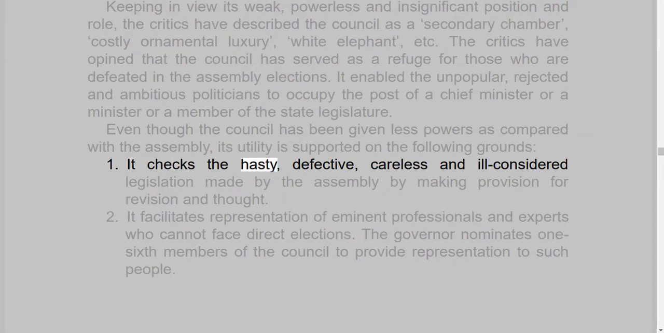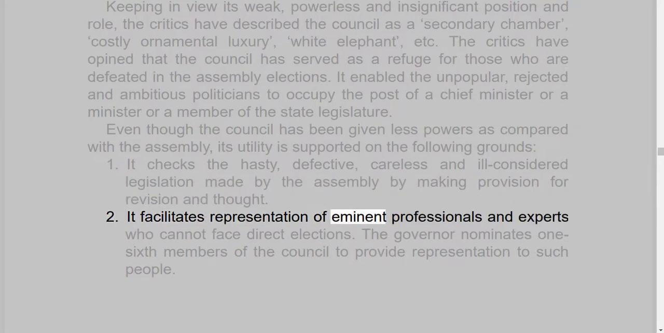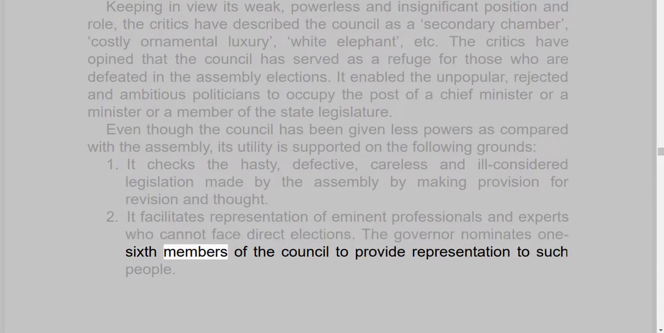It checks the hasty, defective, careless, and ill-considered legislation made by the assembly by making provision for revision and thought. 2. It facilitates representation of eminent professionals and experts who cannot face direct elections. The governor nominates 1/6 members of the council to provide representation to such people.